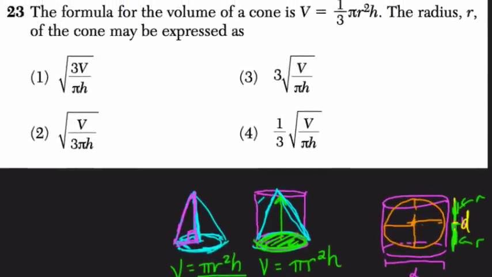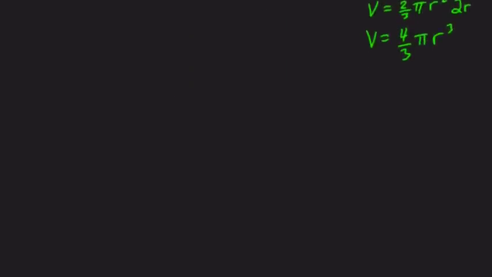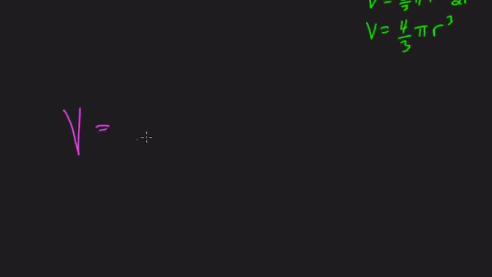Anyway, so they want us to write the radius r of the cone in terms of the other variables and numbers and, in this case, pi. So we want to isolate r. So let's do that. So here, the volume equals 1/3 pi r squared times h. How do we isolate r? How do we do that?